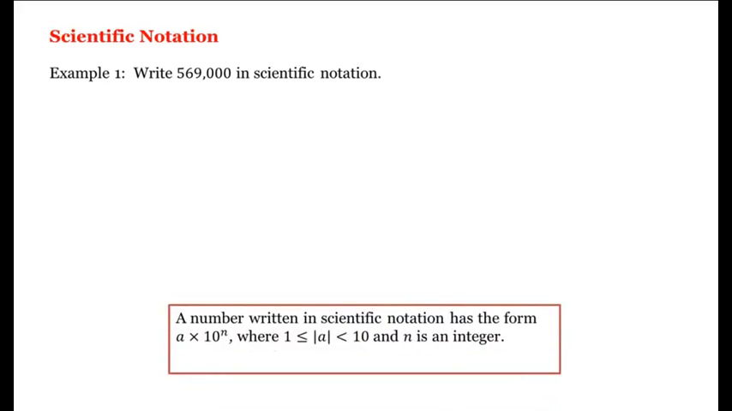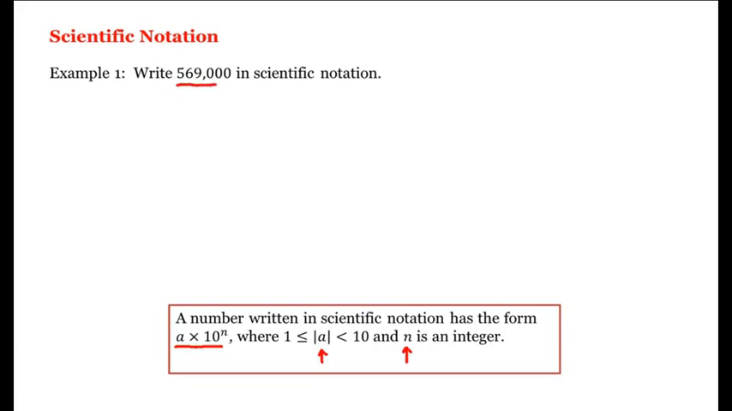About scientific notation? Scientific notation is a way to express or rewrite a large number or a small number in a concise way. For example, let's write 569,000 in scientific notation. Now, to write a number in scientific notation means we can rewrite it in the form a times 10 raised to the nth power, where a in absolute value is between 1 and 10, and n is an integer.